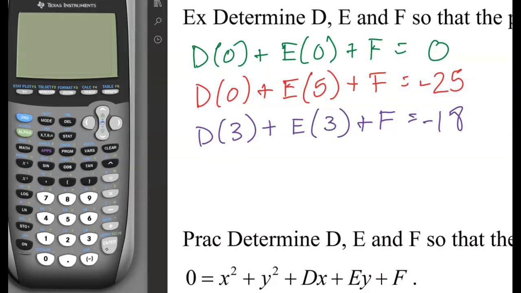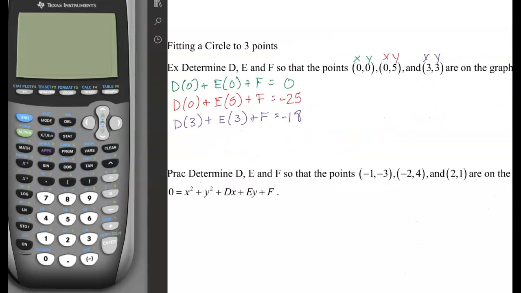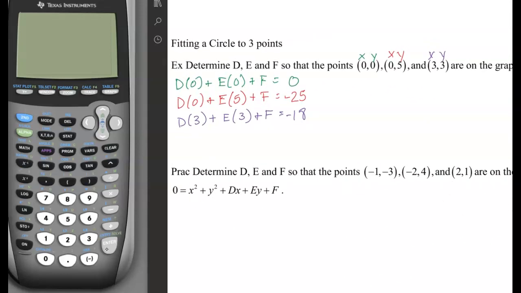So then everything else works the exact same way. I'm now going to create my matrix. So I have 0, 0, 1 equal to 0. I have 0, 5, 1 equal to negative 25. And I have 3, 3, 1 equal to negative 18.